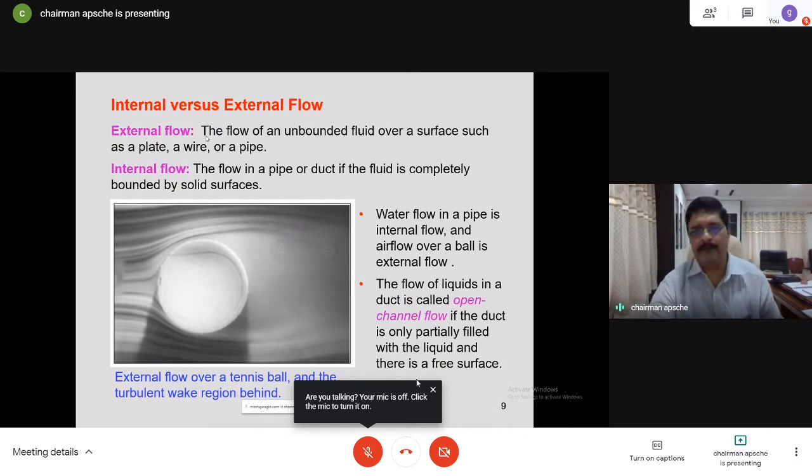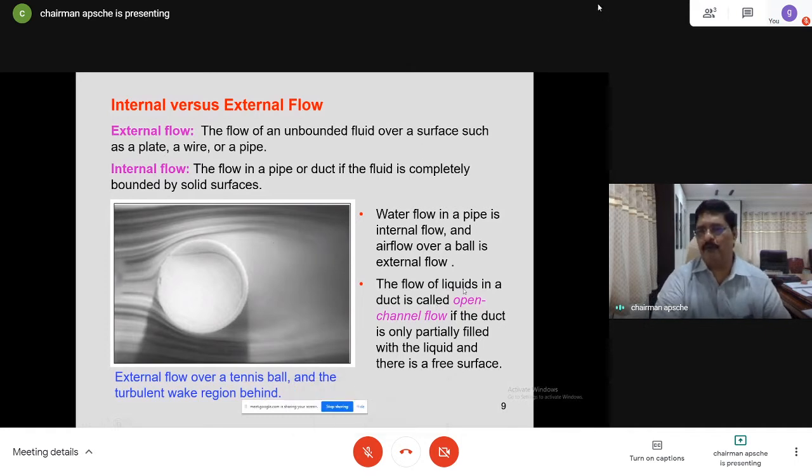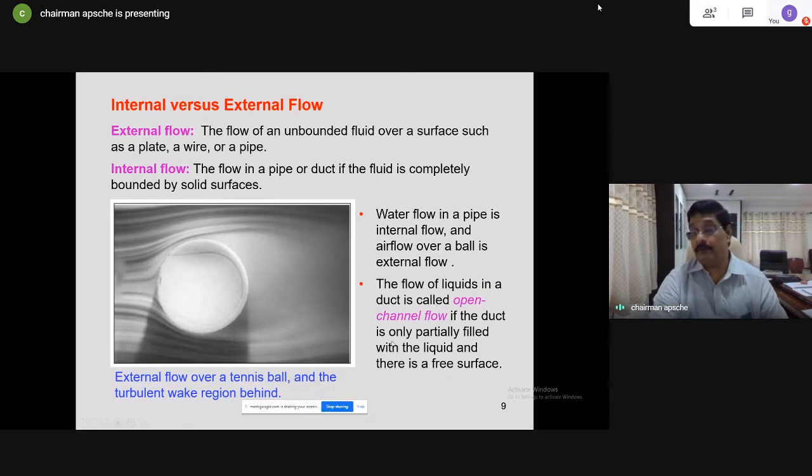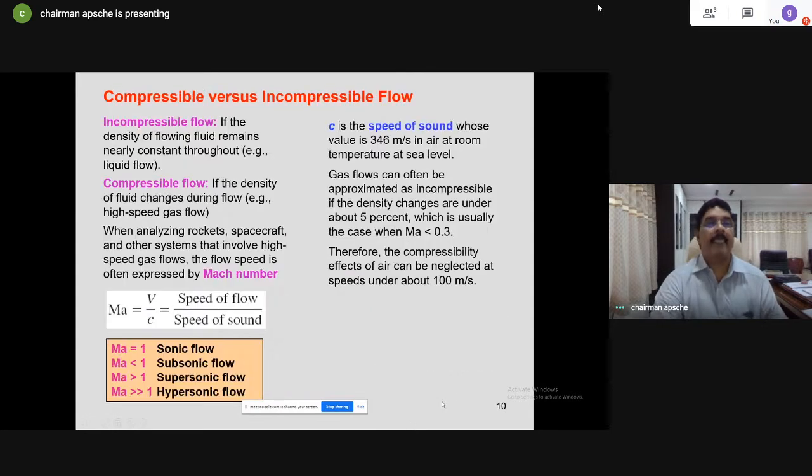So water flow in a pipe, I said, is an internal flow. Flow of liquids in a duct is also internal. Even open channel flows can be discussed, like the irrigation water flow channels. Partially, the top cover is not there, but the remaining has a fixed boundary. External flows are like, you keep a tennis ball, you blow air over it, and the flow gets separated and takes a diversion and covers the entire ball and moves further. So this can be an external flow.